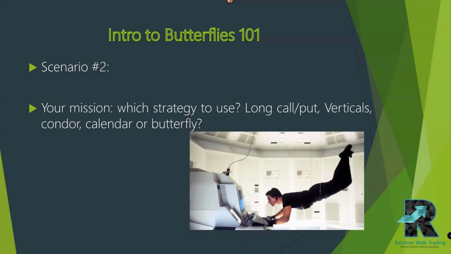So your mission is to decide which strategy to use. Do we buy a long call, long put? Do we do verticals? Do we do condors? Do we do calendars? Do we do butterflies? That is the $100,000 question that we're going to tackle tonight.